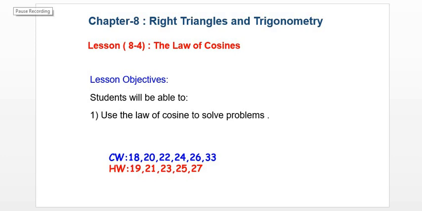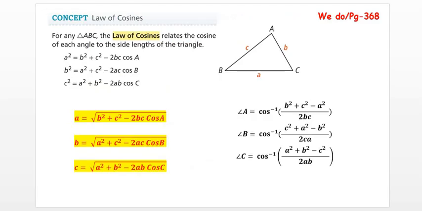Bismillahirrahmanirrahim. Topic 8, Lesson 4, the law of cosines. So our main objective is to use the law of cosines to solve problems. Maybe we have to find the missing angle or the missing side. What is the situation in which we can use the law of cosines? So here is the main concept.